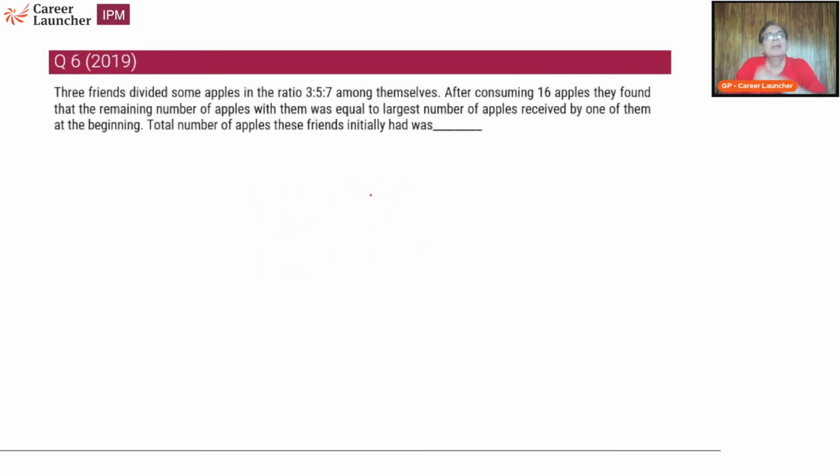Okay. Next. 3 friends divided some apples in the ratio of 3:5:7 among themselves. Ratios, class 9, 10th. Okay. Ratio questions. Ratio is something that should be simple for all of you. After consuming 11, 16 apples, they found the remaining number of apples with them was equal to this, okay, total number of apples. Simple question of ratios to be definitely attempted. So in addition to questions 1, 2, we now have question 6 also. So we have attempted 3 questions out of 6 correctly.